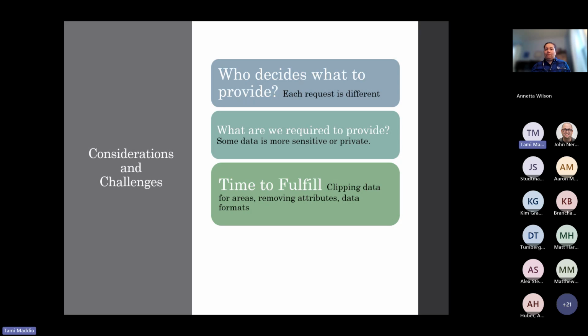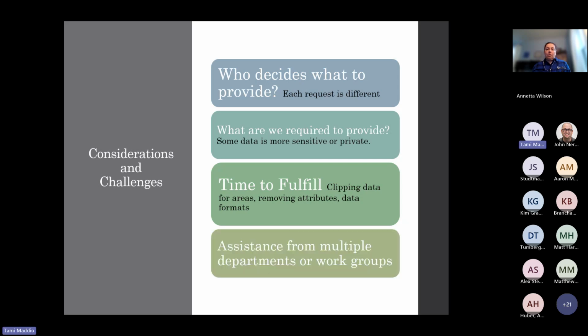Also, it takes time to fulfill data requests from all different levels. Like I mentioned, people making the decisions, the city clerk, and the people that are packaging and exporting data layers and removing attributes and things like that. So we oftentimes are getting assistance from multiple departments or different work groups to actually address the data request.